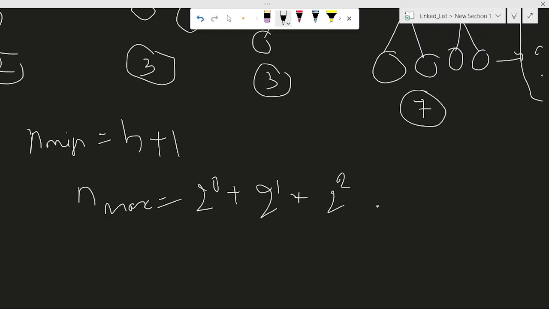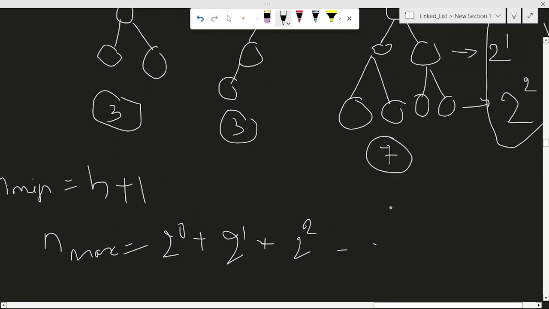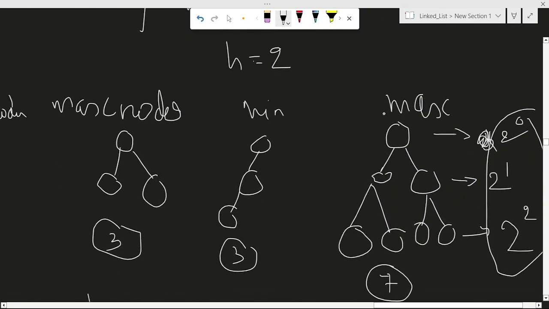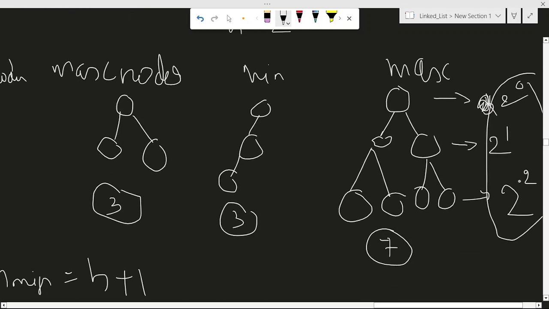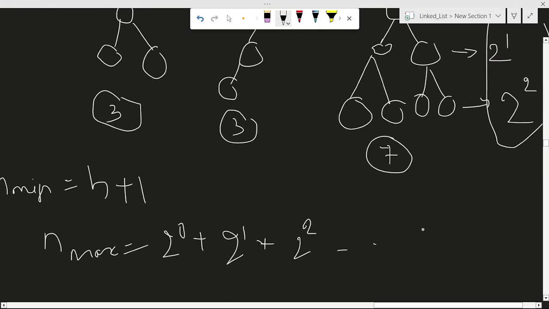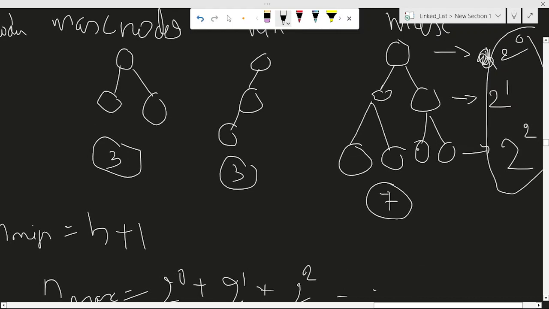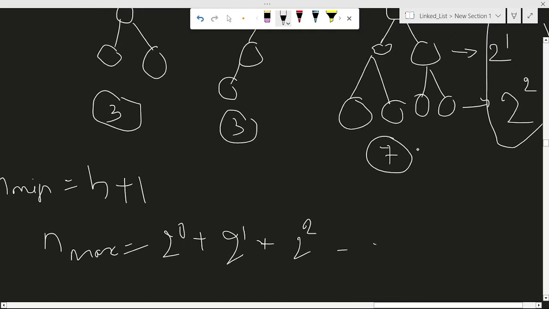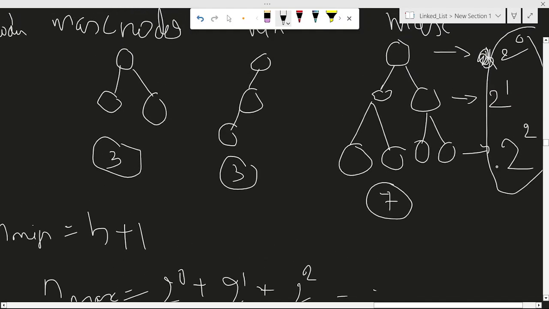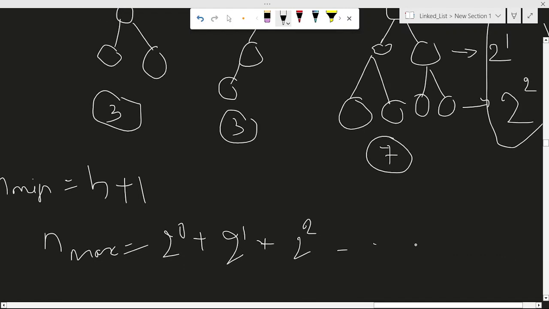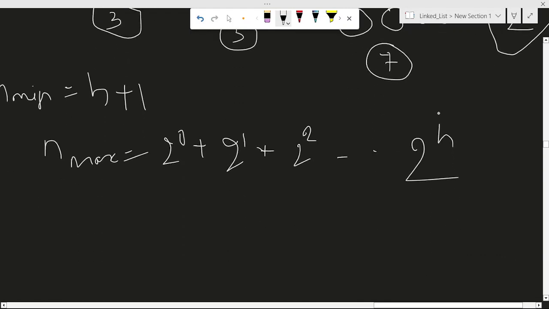So in general, if h is equal to 2, I am reaching till 2 power of 2. So if h is equal to 3, I will reach till 2 power of 3, right? So till where will I reach? Till 2 power of h I will reach.